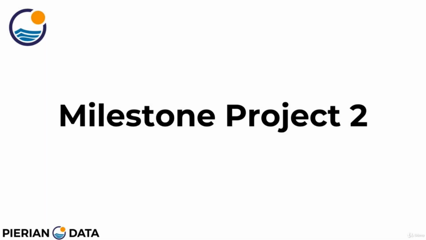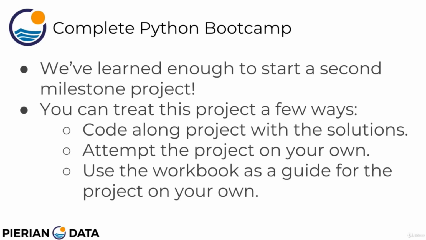Welcome back, everyone, to your second milestone project. So we've now learned enough about Python with object-oriented programming, errors and exception handling, as well as functions, enough to actually start a larger set project. And in this case, it's going to be our second milestone project where we're going to be creating a blackjack game with Python. Now you can approach this project one of a few different ways.